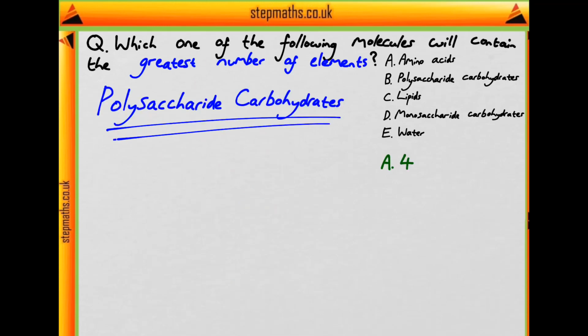Next we have polysaccharide carbohydrates. Now, we can symbolize all carbohydrates with a single formula. And do you know what that formula is? It's, in brackets, CH2O, with the n being the number of carbon atoms in the carbohydrate. And so we can see from this formula that there are 3 different elements composing all carbohydrates. That is carbon, hydrogen, and oxygen. And so, as we know this formula stands for all carbohydrates, we can also fill out D here, monosaccharide carbohydrates, which will also have 3 elements in.